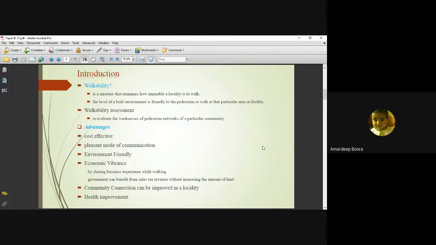What are the advantages of this? Why do we have to do that? It will be very cost effective, as we travel on our own. There is no need to fill petrol. It is a pleasant mode of communication, because while you travel you make contact with other people also. So that will create an environment friendly environment, and economic vibrance will be there. Economic vibrance means people can share business and do some shopping, and the government also can benefit from collecting revenue, like in the case of a tourist place. If people are not supposed to travel on foot, how are they supposed to come over there and visit? It also helps in improving health.